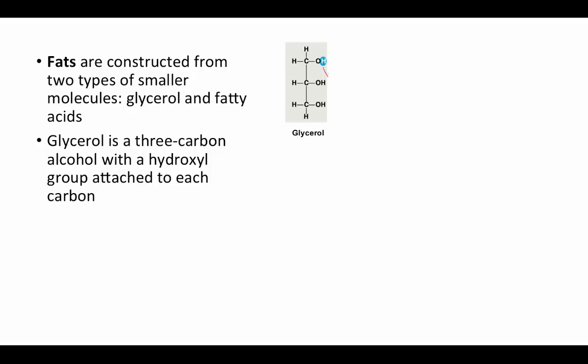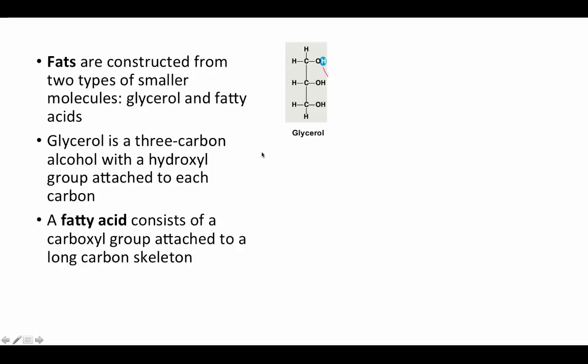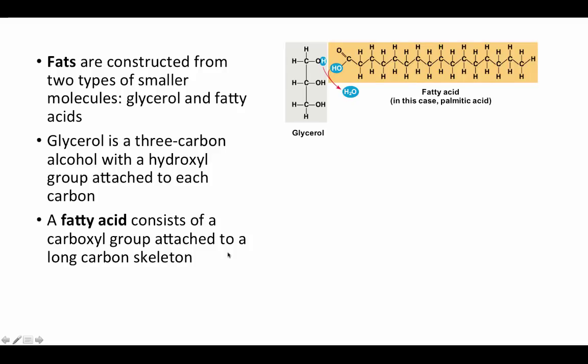So what is glycerol? Glycerol is a 3-carbon alcohol with a hydroxyl group attached to each carbon. So here's our 3-carbon chain with a hydroxyl group attached to each of the carbons. So we start with glycerol. And then we add fatty acids. So a fatty acid consists of a carboxyl group attached to a long hydrocarbon.